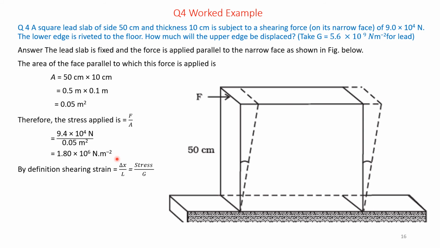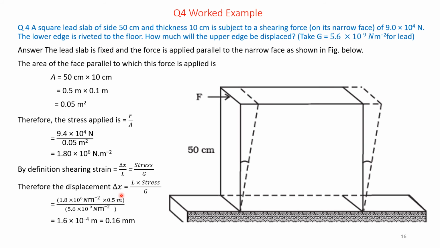Therefore, by definition, shearing strain is equal to delta x by L, that is equal to stress divided by G. Therefore, displacement is given by delta x equal to L into stress by G. So, knowing the value of L, stress, and the given value of G, we can calculate the displacement. Substituting the values, we get the answer as 0.16 millimeter.